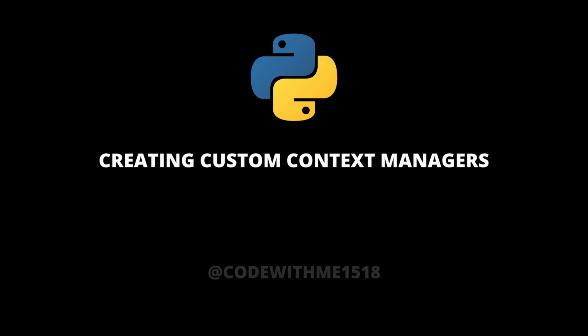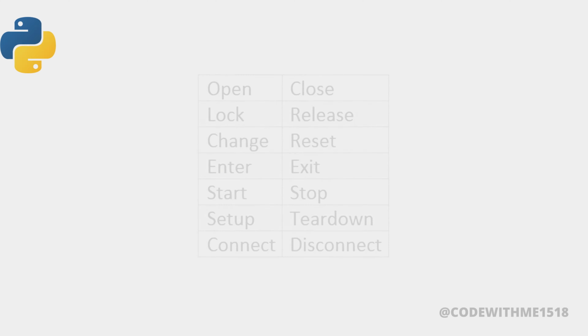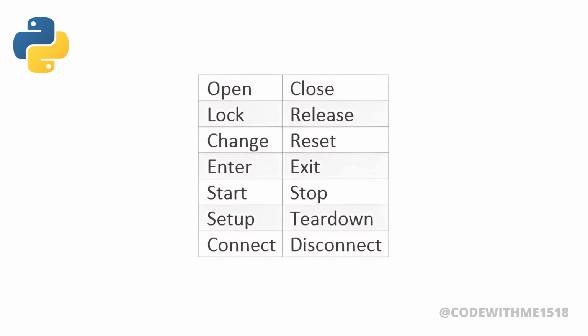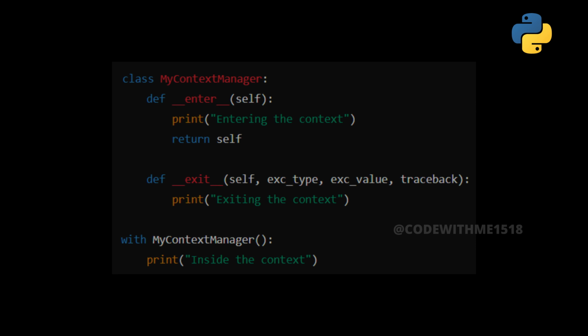Next, let's talk about creating custom context managers. You can create a custom context manager by defining a class with __enter__ and __exit__ methods, or by using the contextlib module. Here's an example of a custom context manager using a class.